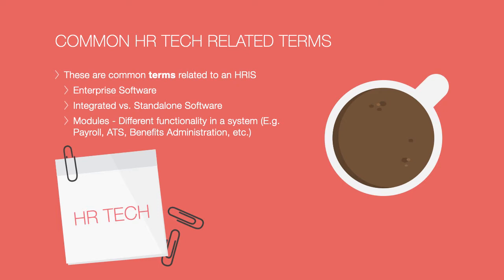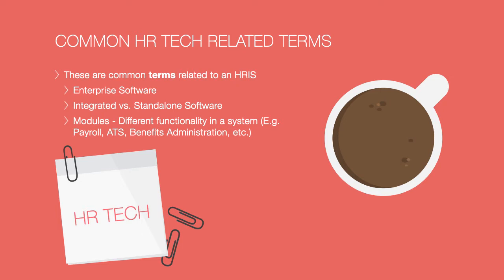And by large, I mean generally anything, enterprise can be anything from 5,000 or more, or even sometimes considered 10,000 or more employees companies. Integrated versus standalone. A lot of HRIS systems can be either integrated, in which they have different components or modules, which is the next term, or they can be standalone products.